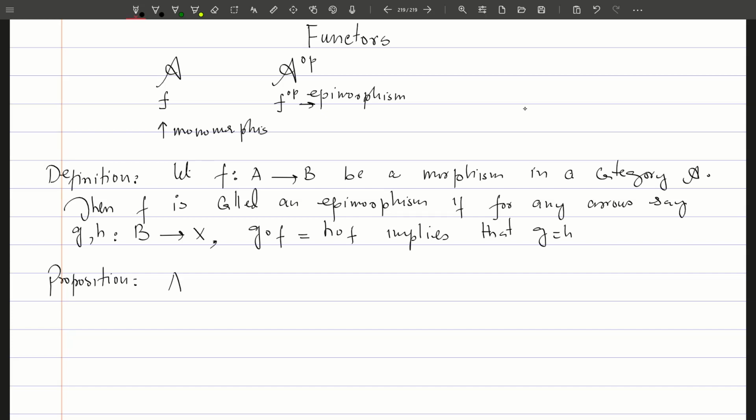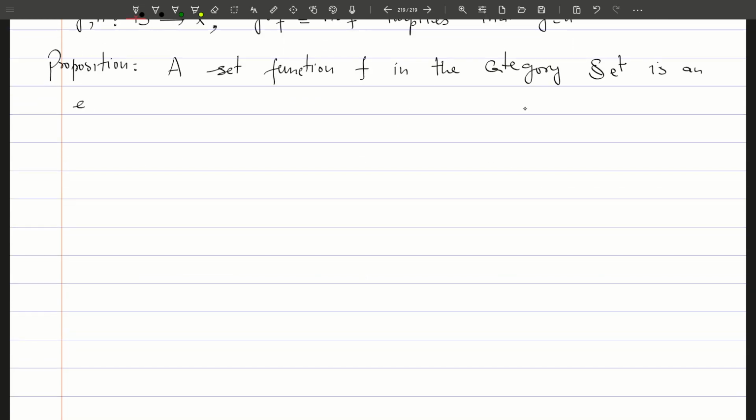A set function, say f, in the category Set, is an epimorphism if and only if it is surjective. So here is the proof.